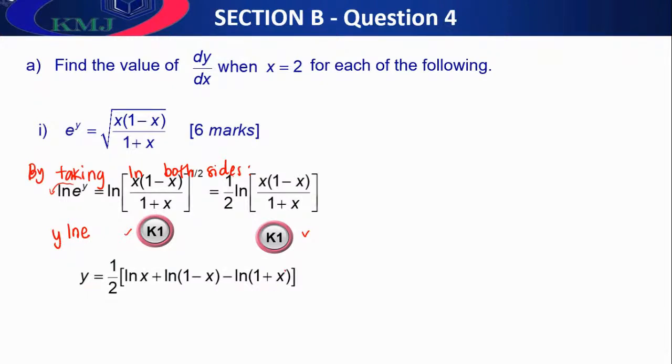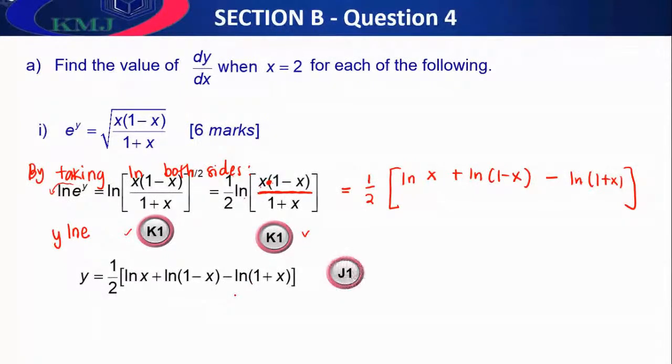Again, by using another property of ln, you can change ln of x(1 minus x) over (1 plus x). Let me write it like this: ln x plus ln(1 minus x), because we have multiplication here, and then minus ln(1 plus x), because we have a fraction here. So this is what we get here. Another J1 for using the properties.